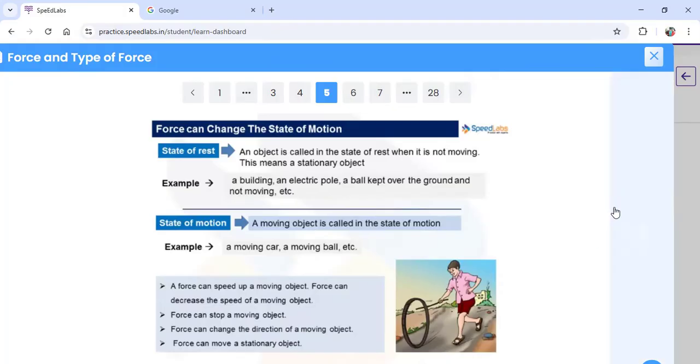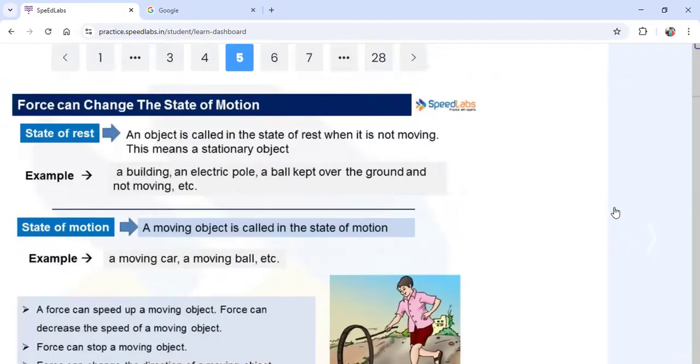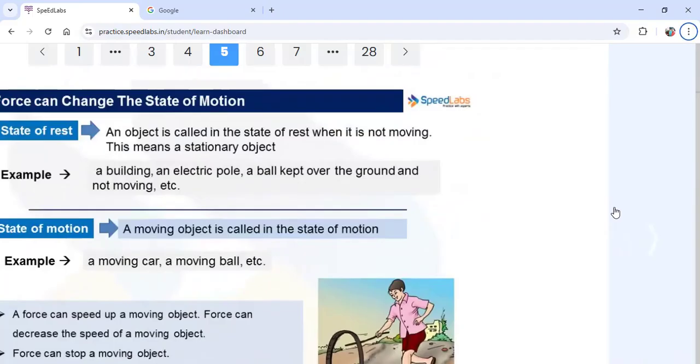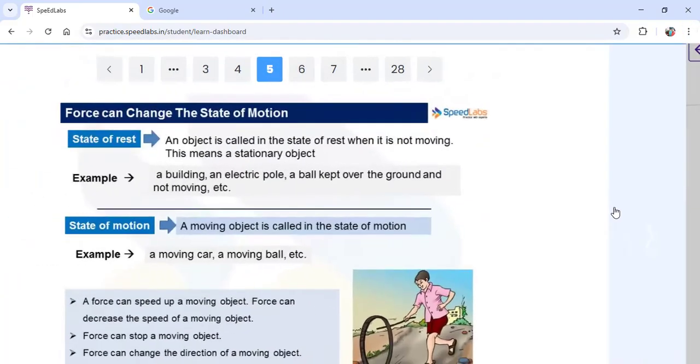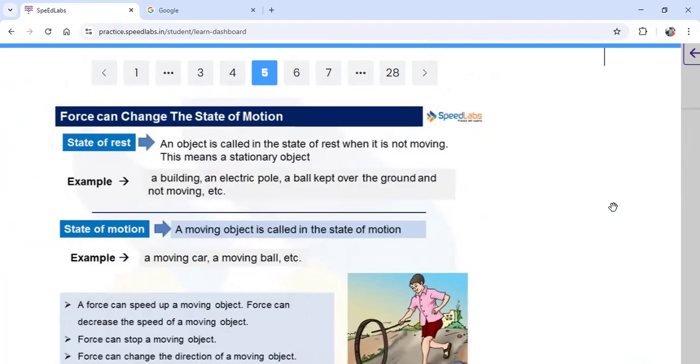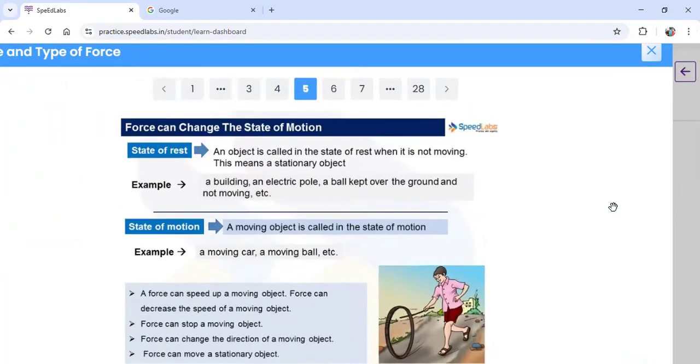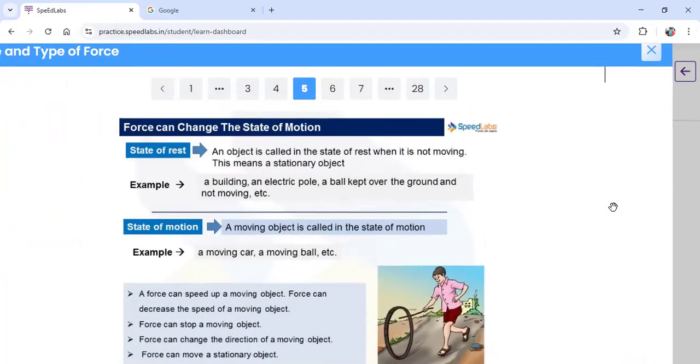If they ask for 2 marks, children, discuss briefly the effect of forces. So what can force do? A force can speed up a moving object. Force can decrease the speed of a moving object. Yes or no? Next, force can stop a moving object. Force can change the direction of a moving object. Force can move a stationary object. So these are the effects of forces. They may ask for 2 marks.